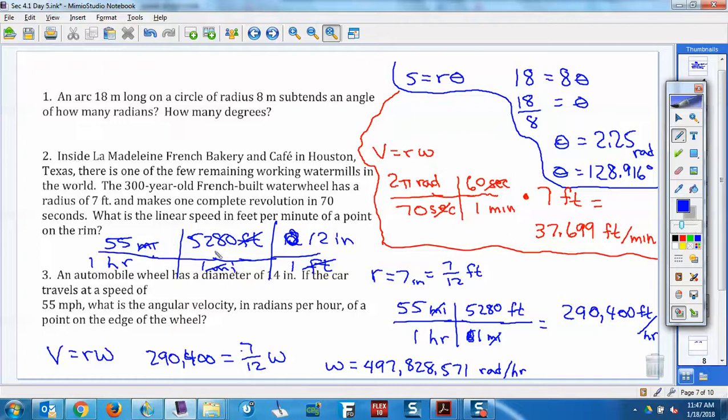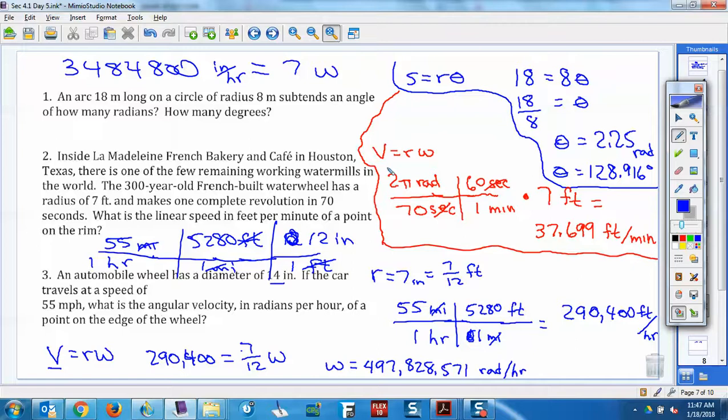What's 55 times 5,280 times 12? 3,484,800. Okay, that would be inches per hour. So that would be my V. Okay, so I would have that, and then equals, and then my R would be 7, and then W, like that. Okay, so that might have been easier. Maybe that 7/12 is throwing you out there.